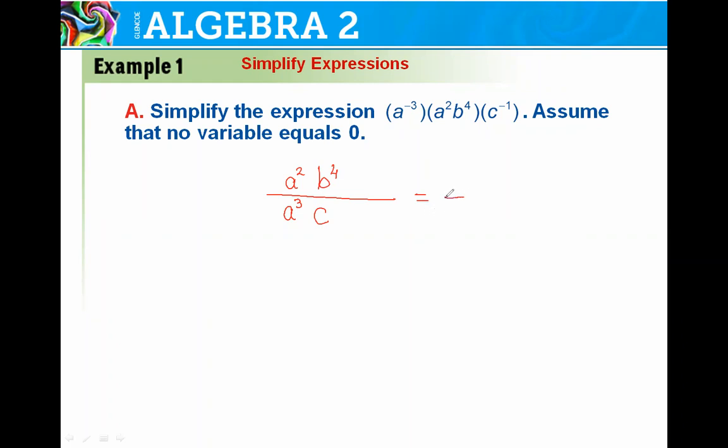-1, so it's still down because it's negative. So I just write here A. You can write A power 1 or you can write A. And here C and B as it is power 4. So the simplest form will be B power 4 over A C.